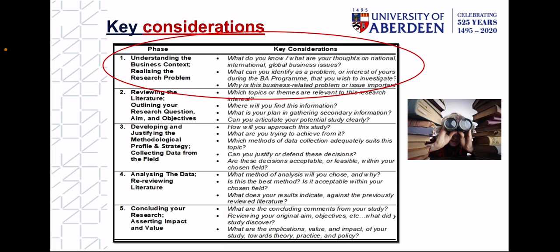Thereby, you proceed to the fourth stage, which is analyzing the data you've sourced, qualitative or quantitative data, and you use that to review literature. And the final stage is where you conclude your research and you assess the impact and value. So every good research actually includes these 5 stages, and these 5 stages are quite important.